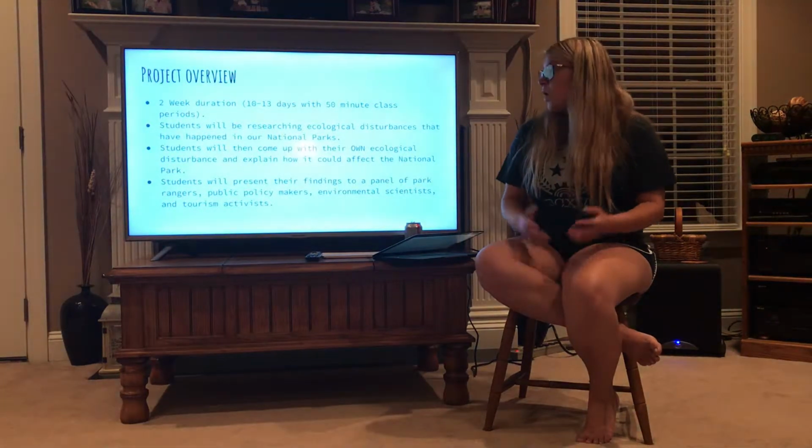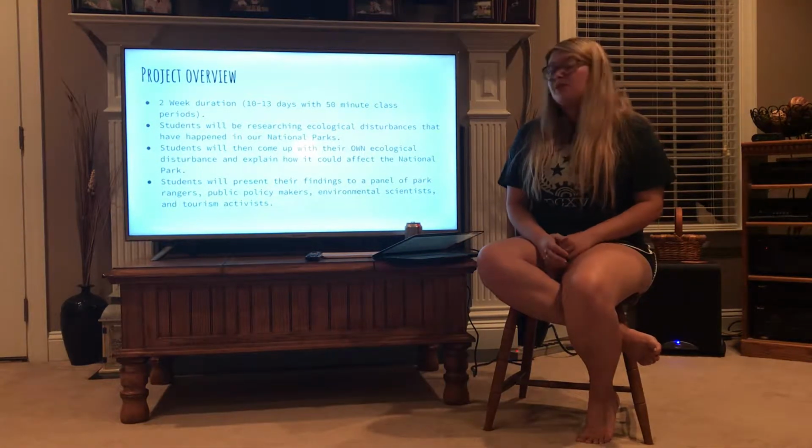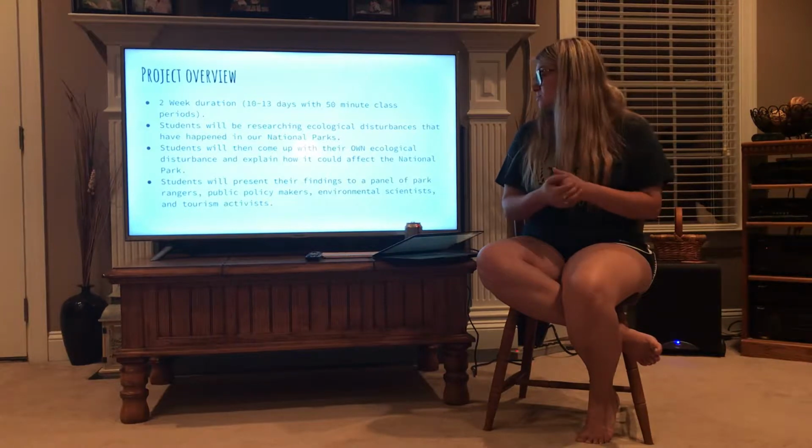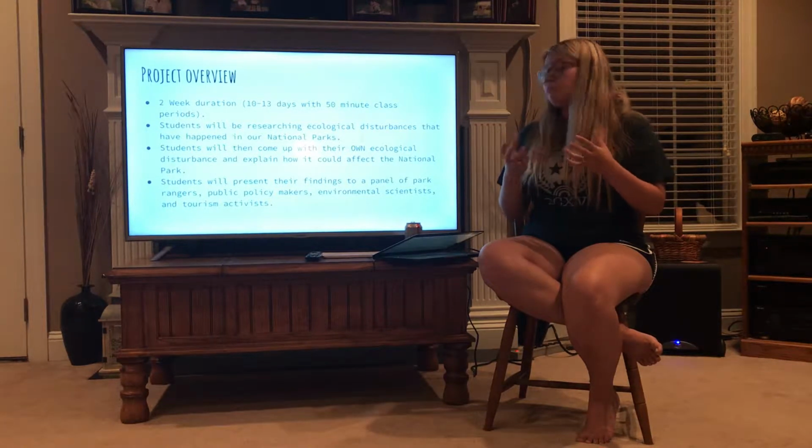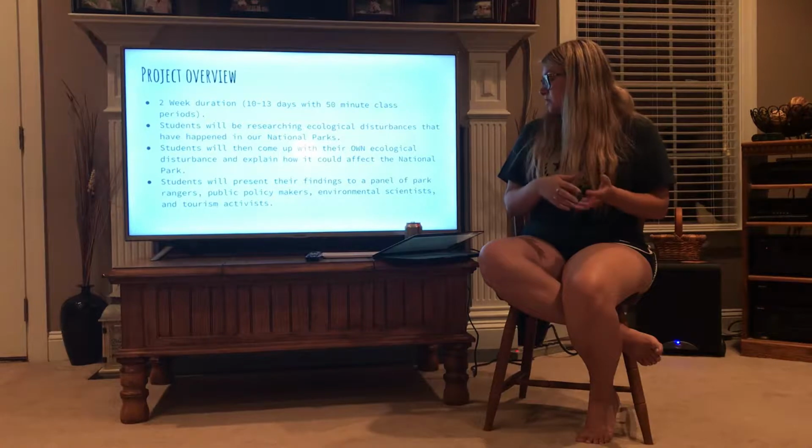Students are then going to come up with their own ecological disturbance, and they're going to explain how that could affect the national park. Students are going to present their findings to a panel of park rangers, public policymakers, environmental scientists, and tourism activists.